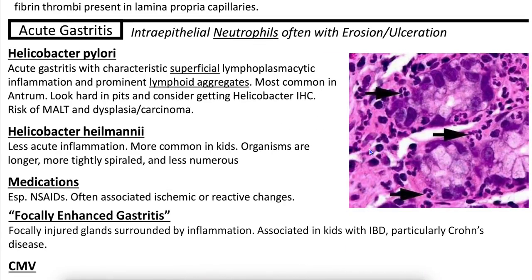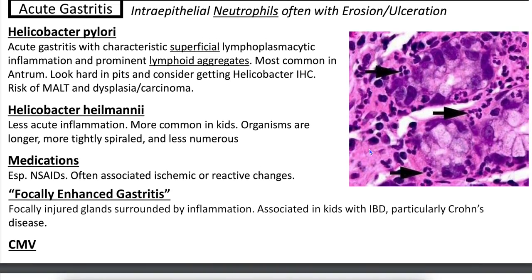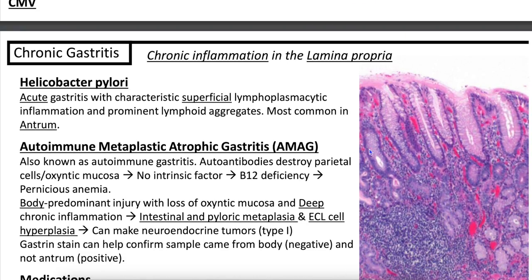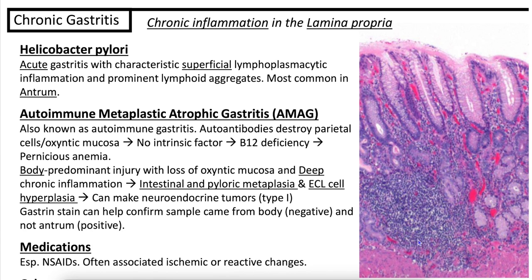Acute gastritis, H. pylori, H. heilmannii, NSAIDs, focally enhanced gastritis, CMV. Chronic gastritis in the lamina propria, H. pylori, especially when there's germinal centers.